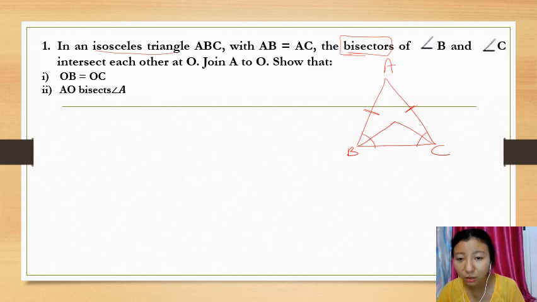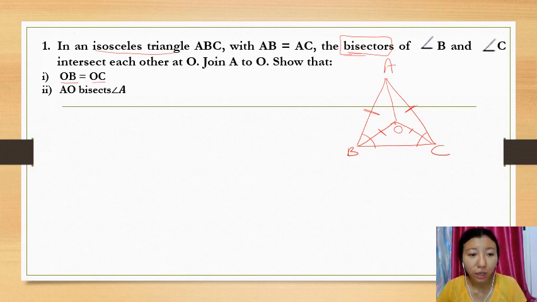Okay, the bisector of angle B and the bisector of angle C meet at one point. Okay, this is point O. Join A to O with a straight line. Now what we have to show, that is, we have to prove that OB is equal to OC.